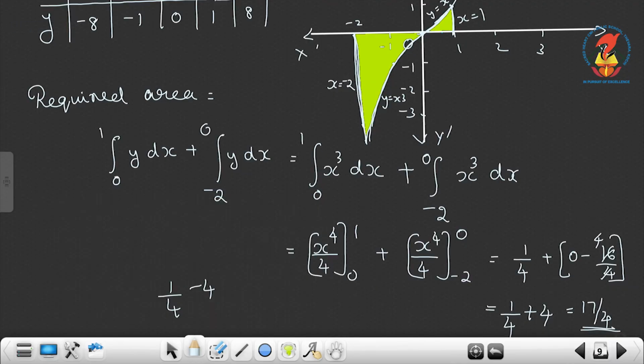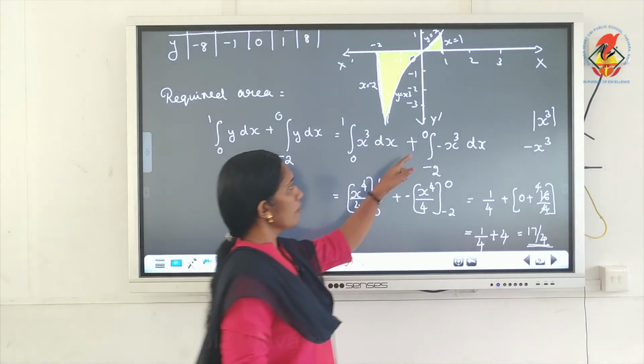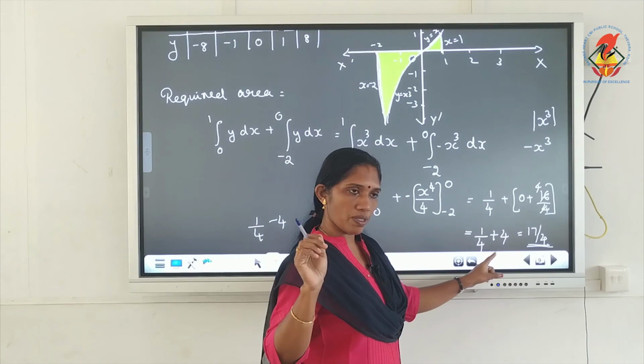So better you put the negative sign. Modulus of x cube, but in the left side it is minus x cube. So you can put minus here. So minus outside, then that becomes plus. So 17 by 4. If you are not putting the minus sign, here you have to neglect the negative sign, write it positive and calculate.